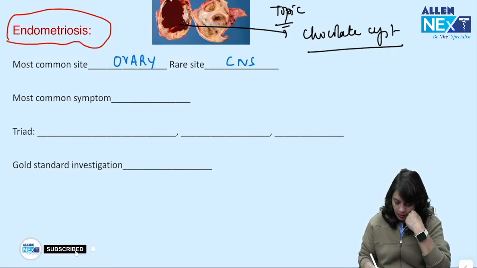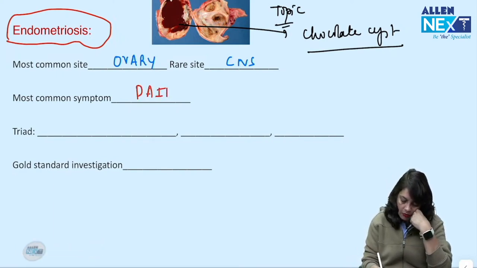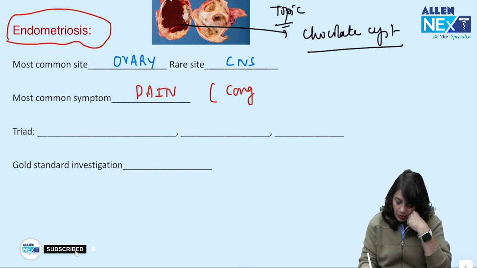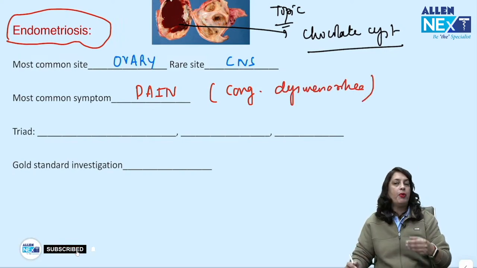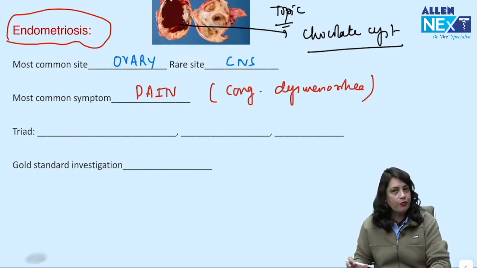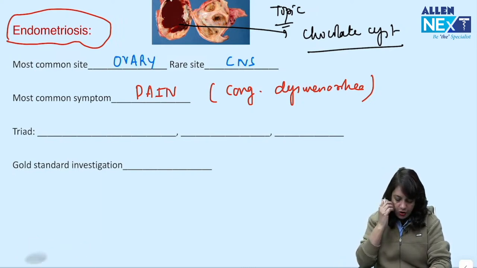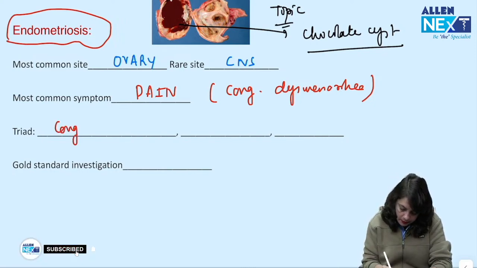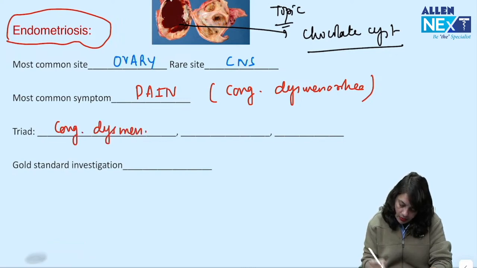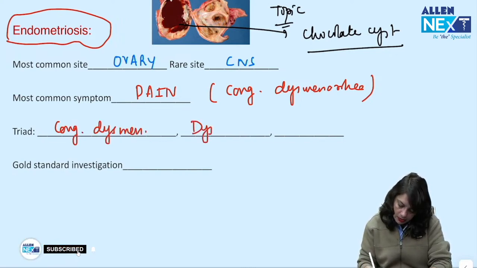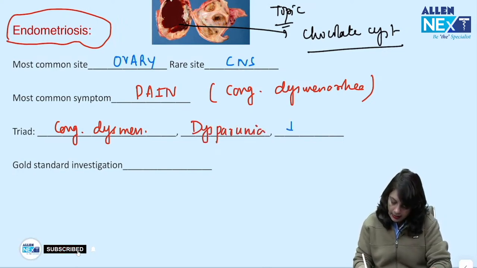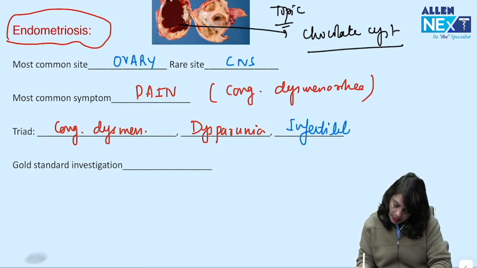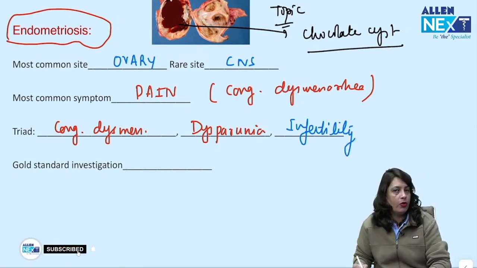Most common symptom of endometriosis is always pain. What type of pain? Usually congestive dysmenorrhea. Congestive dysmenorrhea means pain of menstruation starts a few days before the onset of periods, continues throughout and then subsides. Triad for endometriosis is congestive dysmenorrhea, dyspareunia, which is painful coitus, and infertility. Menorrhagia is also a symptom, but that is not counted in the triad.